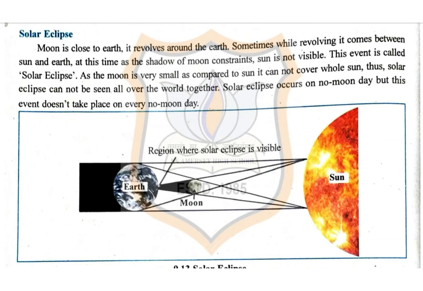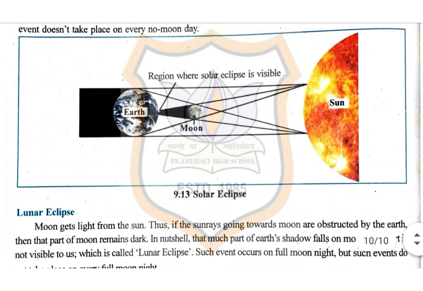As the moon is very small as compared to the sun, it cannot cover the whole sun. Thus, a solar eclipse cannot be seen all over the world together. A solar eclipse occurs on a new moon day, but this event doesn't take place on every new moon day. Children, you can see the picture of the solar eclipse.